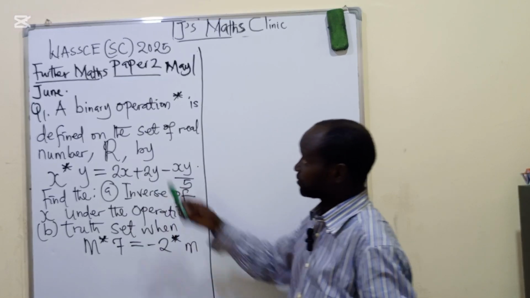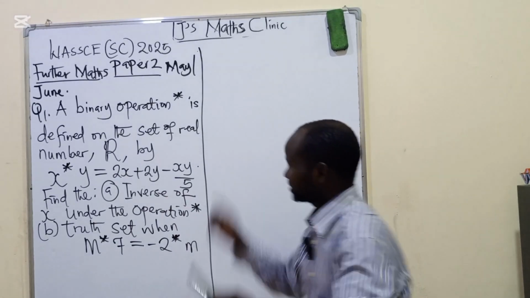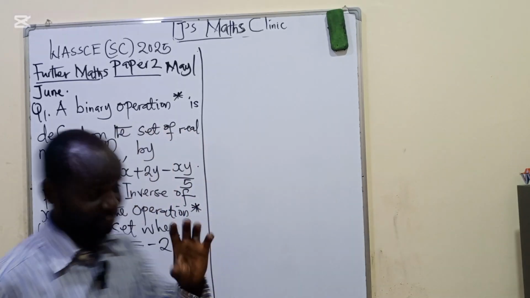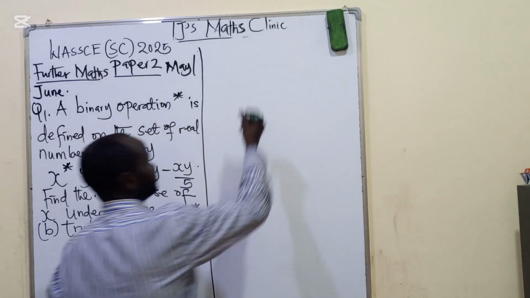As I said, this is from binary operation. Let's look at how we can handle this question. This question carries 6 marks. Let's write down the solution.